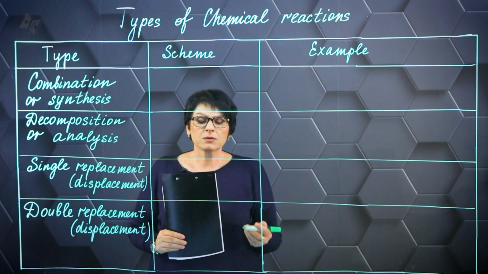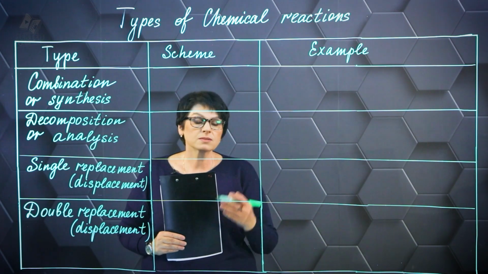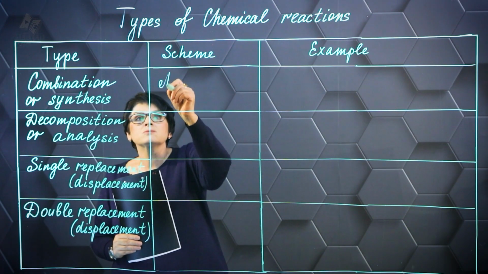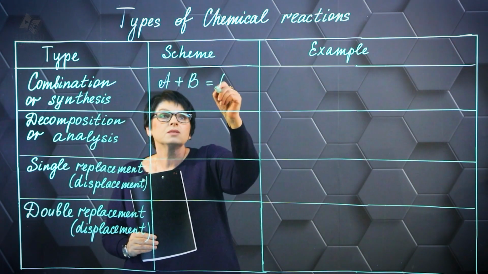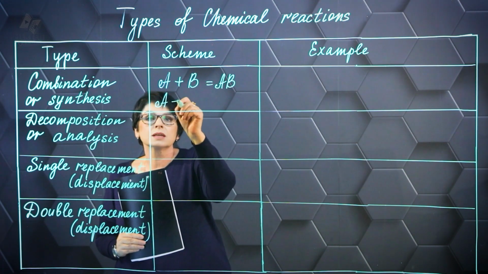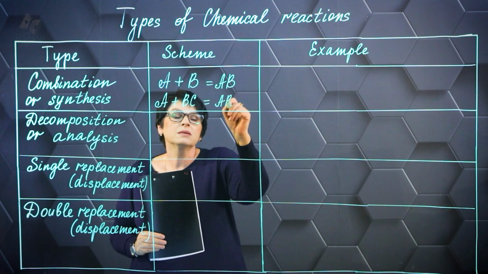So to begin with, let us remind you that each chemical reaction has a certain scheme, which will allow you to easily find such a chemical reaction among others. So, the scheme for a compound reaction can be written like this. Well, for example, A plus B equals AB. Or maybe it's more complicated than that. Let's say A plus BC equals ABC.